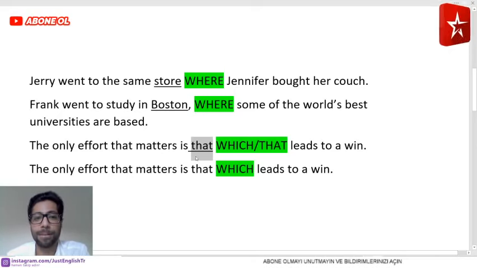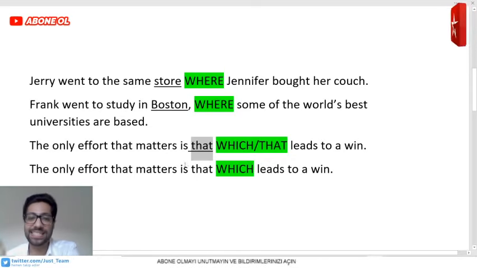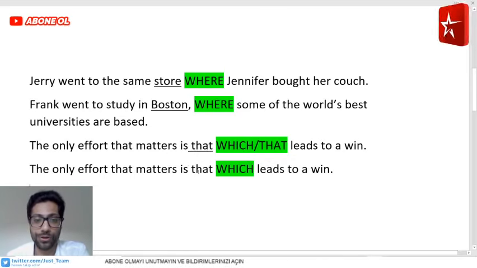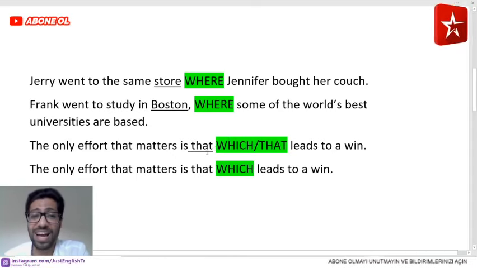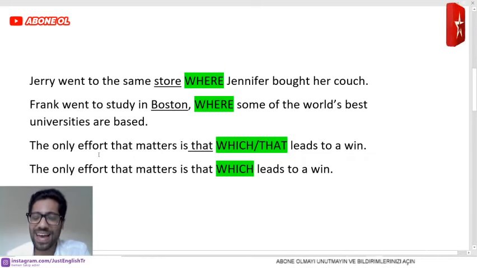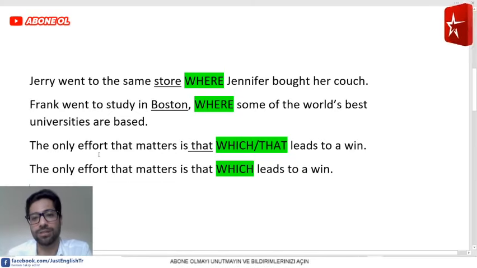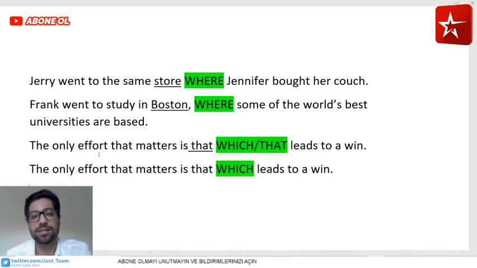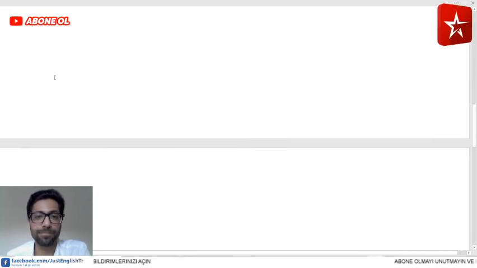So the only effort that matters is that which leads to a win or to a success and so on. So here, remember, there is no comma. Here we are defining the effort. What effort that matters? What effort are we talking about? The effort that leads us to a win or to success.